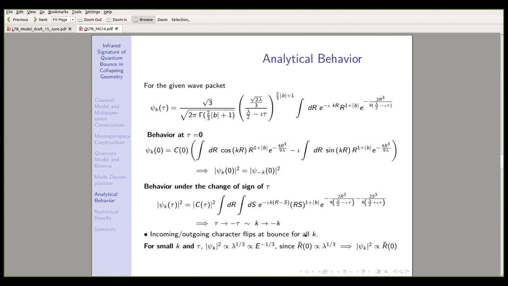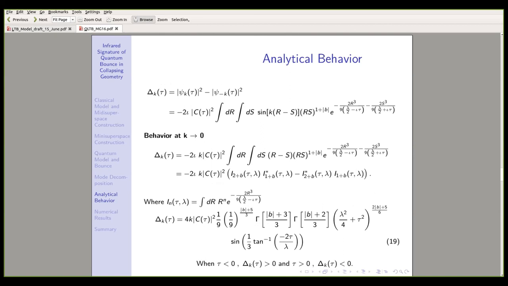Thus, the number of incoming and outgoing modes of small wave number is sensitive to the size of the dust shell at the bounce point, since r bar 0 also comes out to be proportional to lambda to the power 1 by 3. We define the difference between the fraction of incoming modes and outgoing modes by the function delta k tau, which in the limit k going to 0 can be written in this form, which on further simplification takes the form given in equation number 19. We can see when tau is less than 0, this function delta k is greater than 0, and when tau is greater than 0, delta k is less than 0. Therefore, in the collapsing regime, the incoming modes dominate, while in the expanding phase, the outgoing modes dominate.